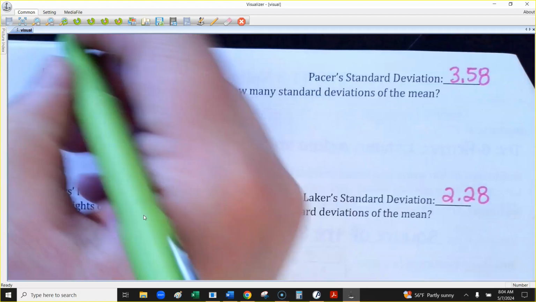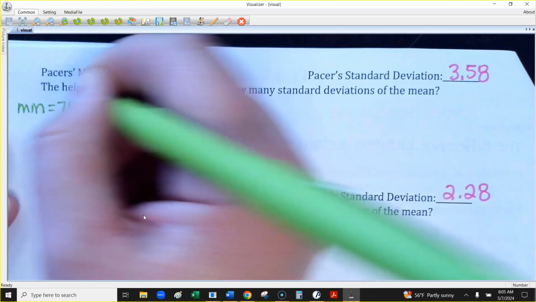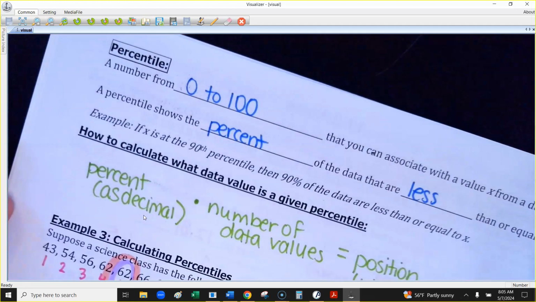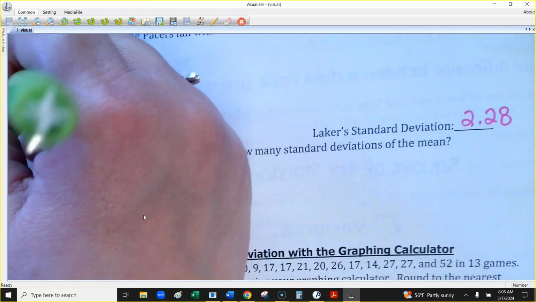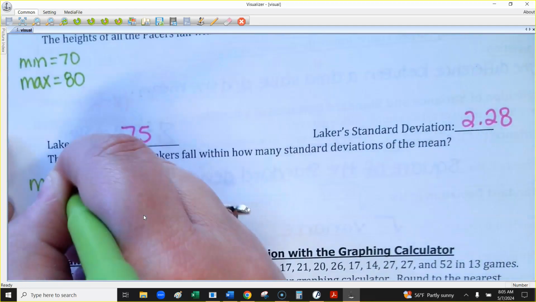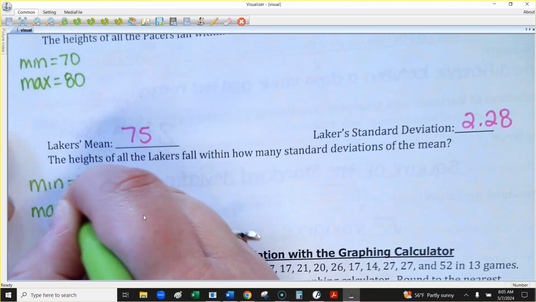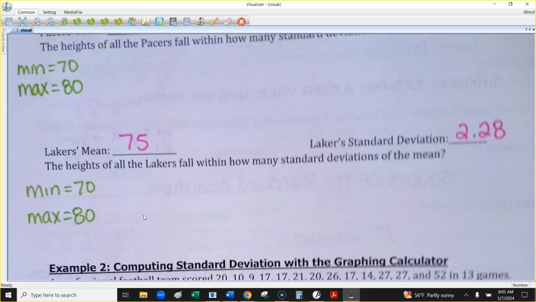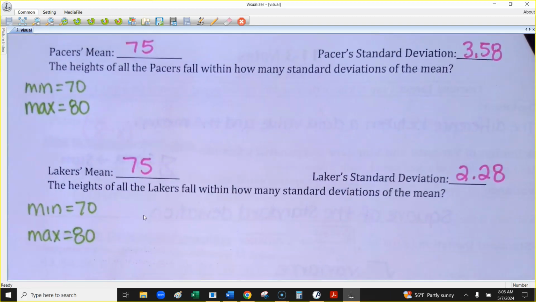The minimum height on the Pacers team was 70. Hang on, let me look back here real quick. I just need the min and max, and actually it's the same for both. Maximum was 80. That was the same for the Lakers. So it's saying, how many standard deviations do I have to go out to cover all the people's heights? So I need to go from the mean and figure out how many standard deviations away the minimum and the maximum are. That'll cover all the data values.